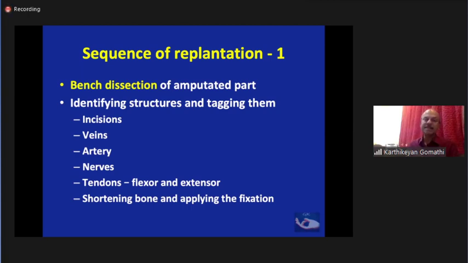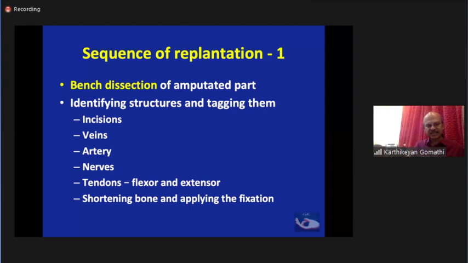Shortening of the bone is an important part of the procedure, because shortening of the bone will allow a good vascular anastomosis without tension, and it will also allow a nerve approximation without tension. And if you're going to put in a plate and screw or a K wire, you can put in that part. I can put in a K wire into the distal amputated part. When I bring it to the stump, I just have to drive the wire in.